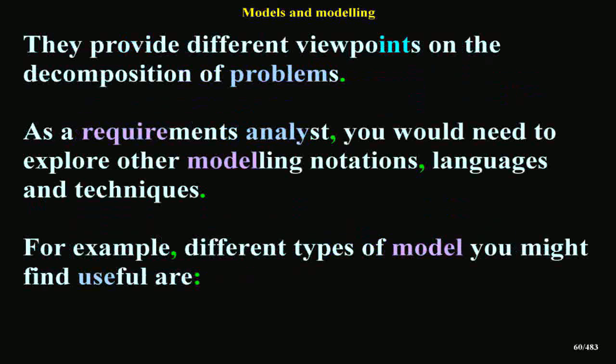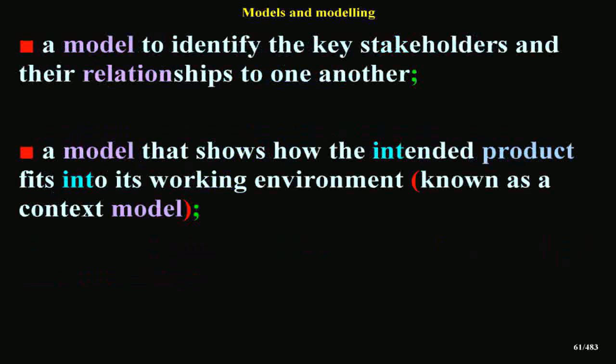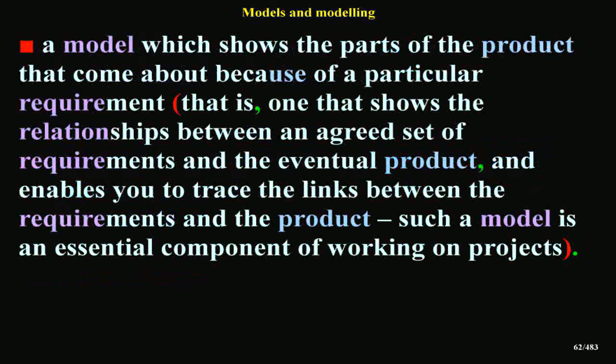For example, different types of model you might find useful are a model to identify the key stakeholders and their relationships to one another, a model that shows how the intended product fits into its working environment, known as a context model, a model which shows the parts of the product that come about because of a particular requirement, that is, one that shows the relationships between an agreed set of requirements and the eventual product, and enables you to trace the links between the requirements and the product. Such a model is an essential component of working on projects.